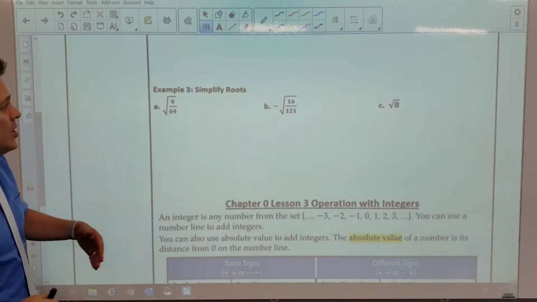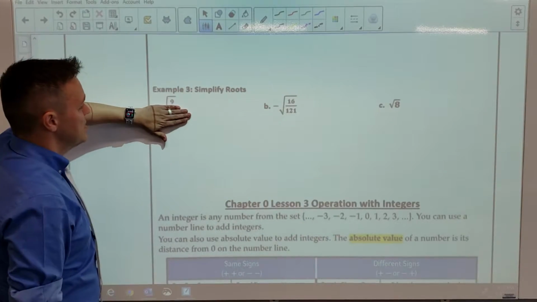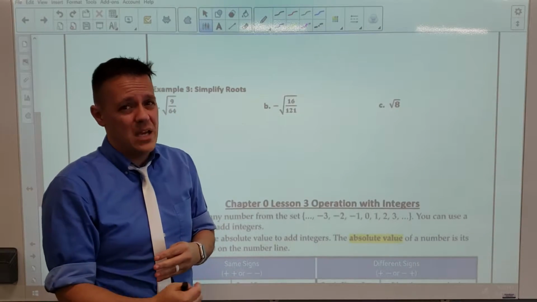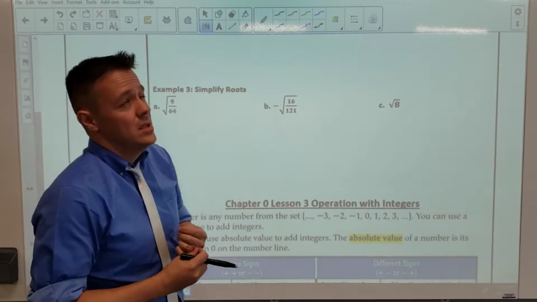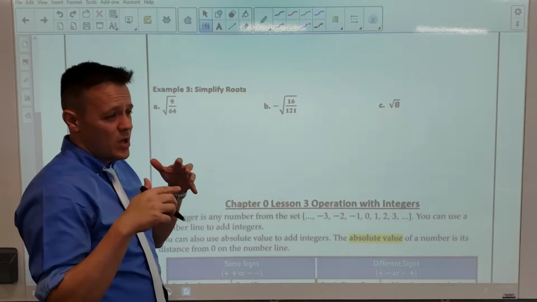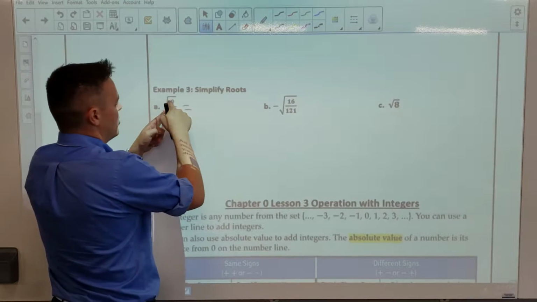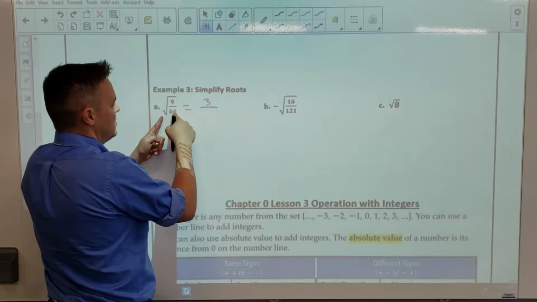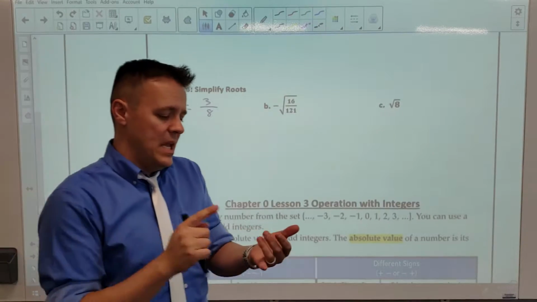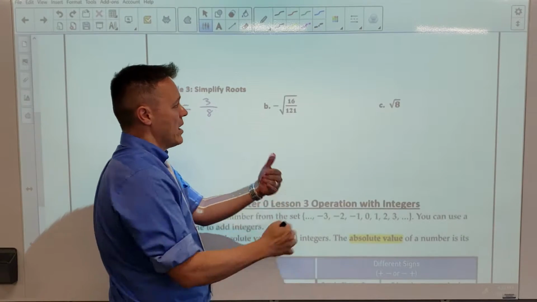Simplifying roots. Okay, so what you're doing is you're taking the square root of the pieces inside of it. So what would be the square root of 9? It's whatever two numbers multiplied together make that number. So you guys understand the top number here, square root of 9 would be 3. Square root of 64 would be 8. So your answer is 3/8, okay? Because remember, 8 times 8 is 64. 3 times 3 is 9. So you're kind of working backwards on this, all right?